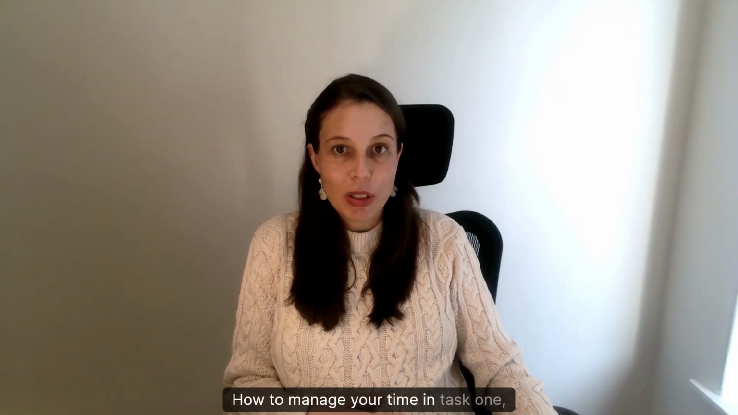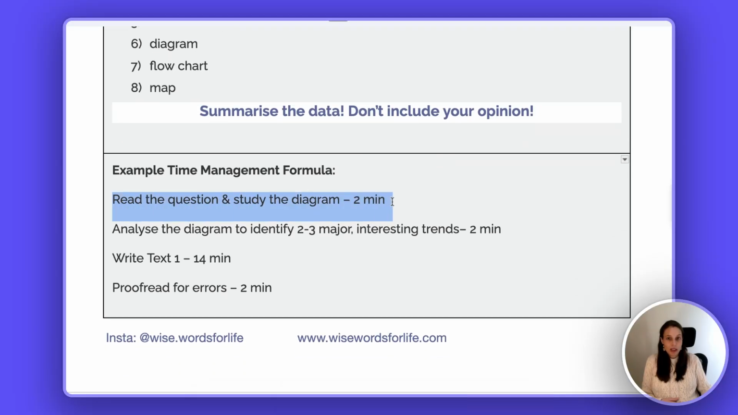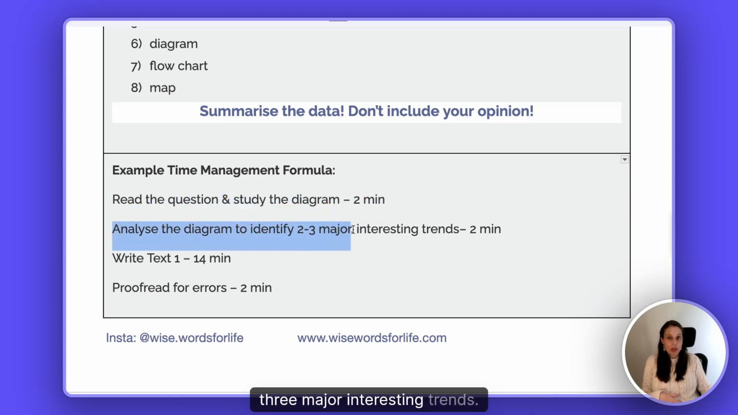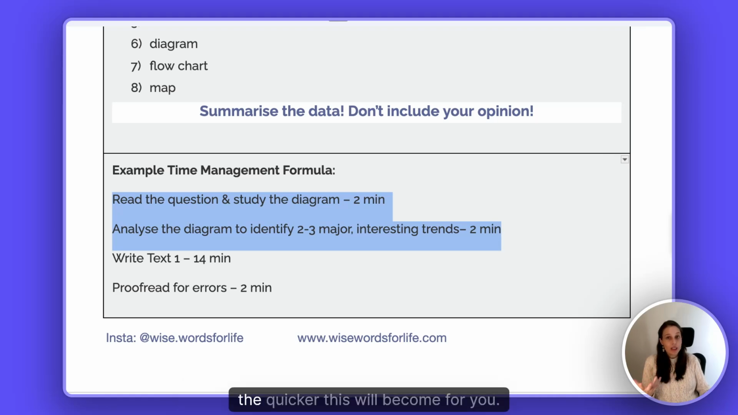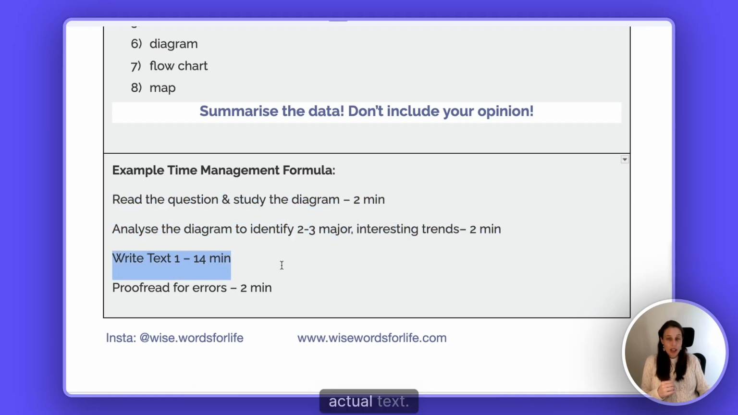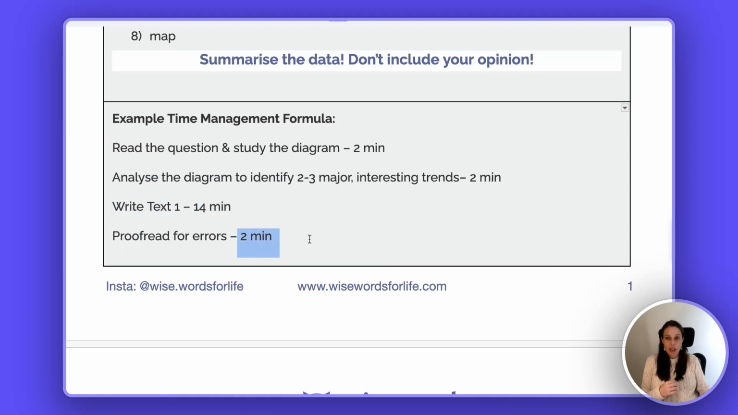How to manage your time in Task 1. Read the question and study the diagram for roughly 2 minutes. And then analyze the diagram to identify 2 to 3 major interesting trends for a maximum of 2 minutes. Altogether, you should not spend more than 4 minutes understanding the graph and its trends. The more graphs you look at and write about and practice writing for, the quicker this will become for you. You then have roughly 14 minutes to write the actual text, and hopefully you should have 2 minutes left over at the end for proofreading, checking for errors.